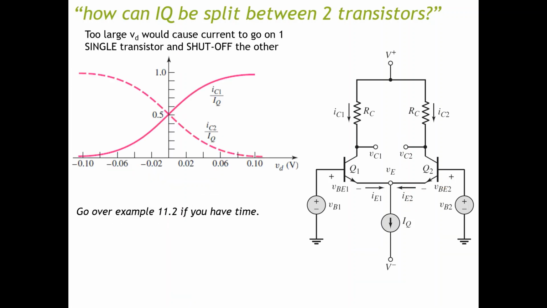Okay, so as you can see, this is another plot that represents the plot for ICQ, this is the normalized plot for IC1, and this is the normalized plot for IC2. There's another example in the textbook called example 11.2. I recommend you should go through it if you have some time. In that example, you can go over the linear estimation also when VD is close to 0.